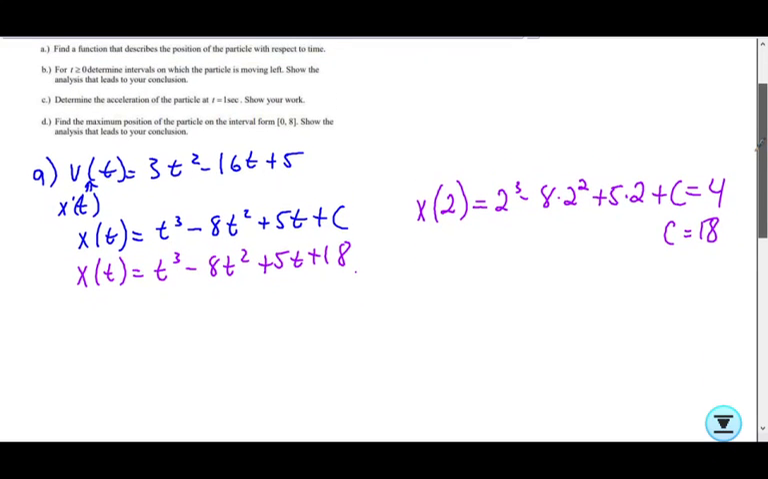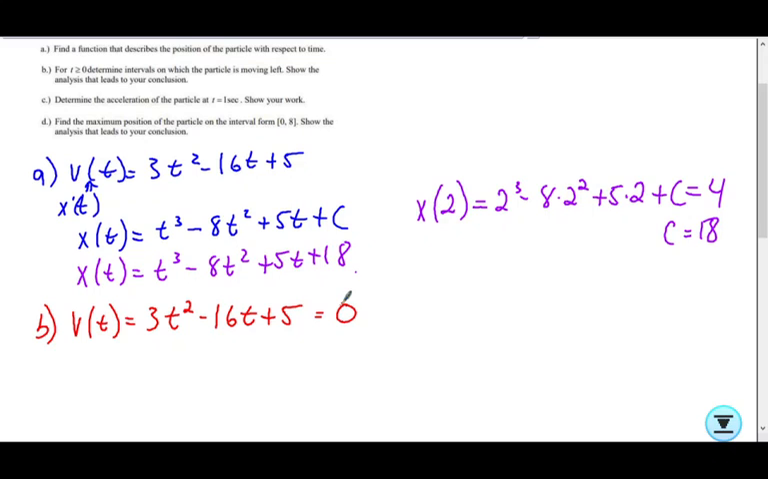Now, part B. It wants us to determine intervals in which the particle is moving left. Show the analysis that leads to your conclusion. So let's look at part B. It's talking about the direction of my particle. Well, velocity is speed and direction. So to find the direction, we need to find first where it is 0.